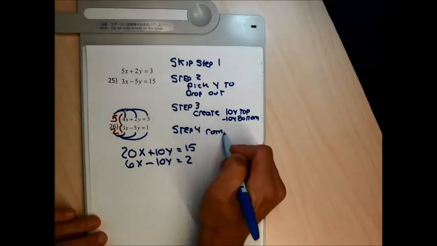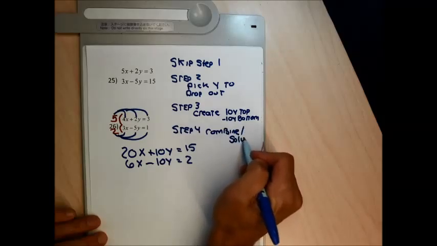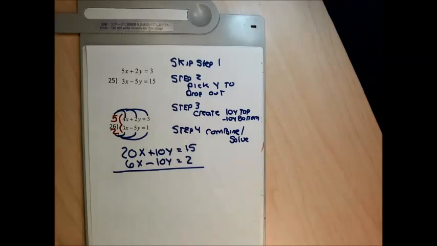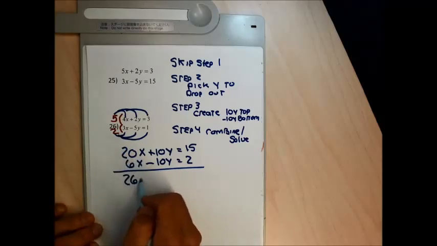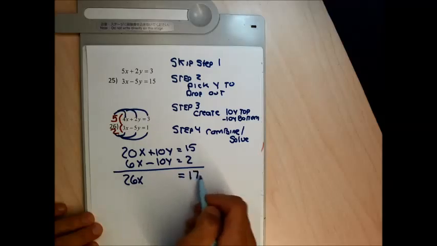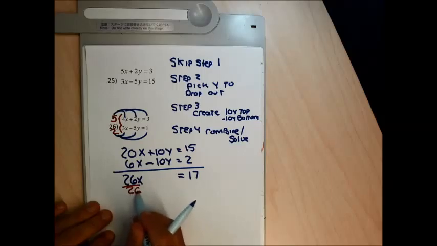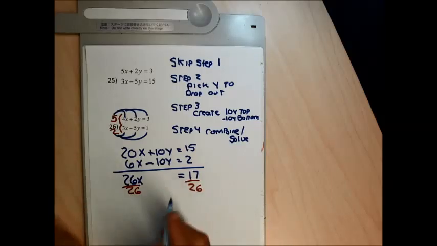Combine and solve. So the two equations I threw on top of each other, I'm going to combine. Another fraction. Oh my. 20x plus 6x is 26x. 15 plus 2 is 17. Divide. I'm going to get x equals 17 over 26.